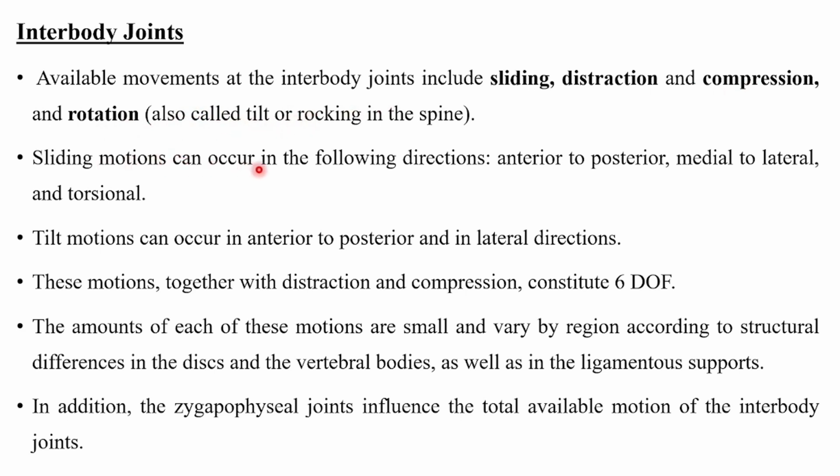Sliding motions occur in the following directions: anterior to posterior sliding, medial to lateral sliding, or torsional sliding. Tilt motions can occur in anterior to posterior directions or in lateral directions. These motions, together with distraction and compression, constitute six degrees of freedom in the interbody joints. The amount of each of these motions is small and varies by region according to the structural differences in the disc and the vertebral bodies as well as the ligamentous supports. In addition, the apophyseal joints influence the total available motion of the interbody joints.